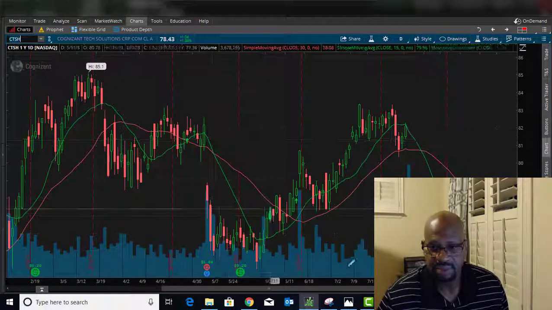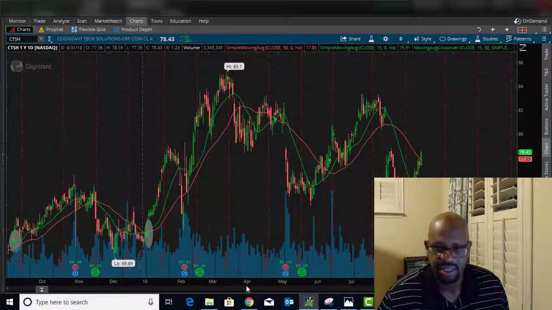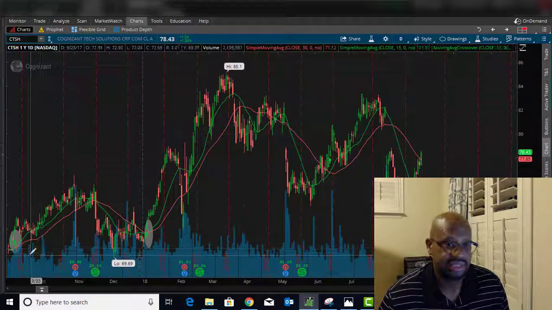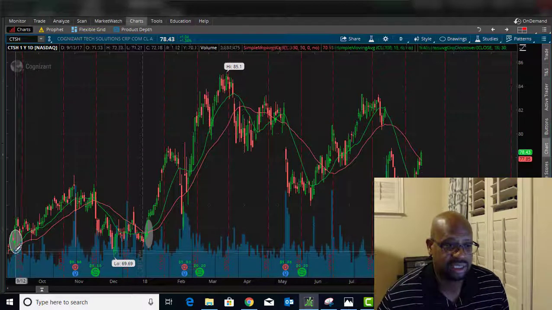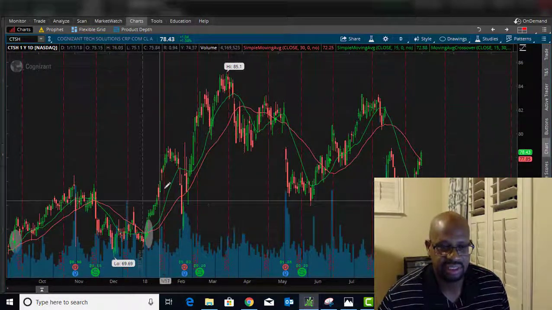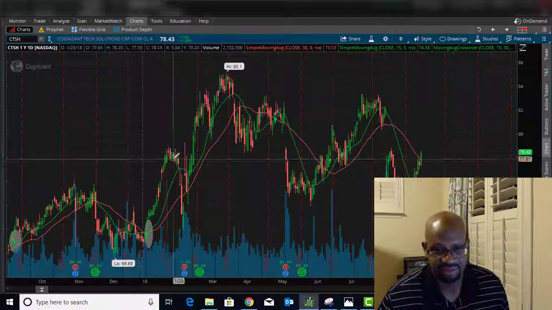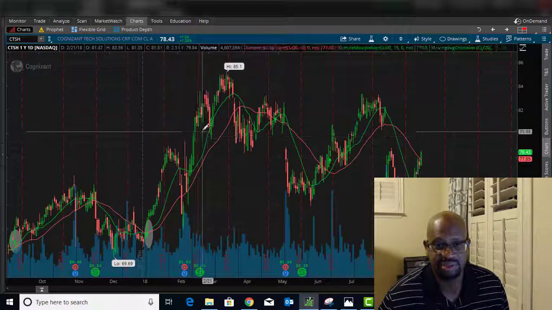CTSH. So CTSH was another one that I got involved in, and what I do now is I pay close attention to all the times when a stock has a crossover, and I look to see how often a crossover precedes an uptrend or a continuation of an uptrend. So crossover, it ran up. Crossover here, it ran up.